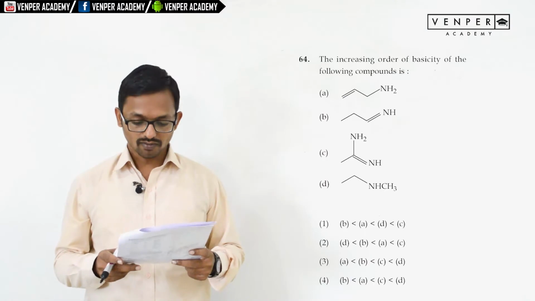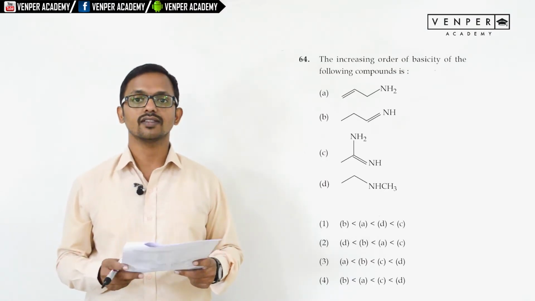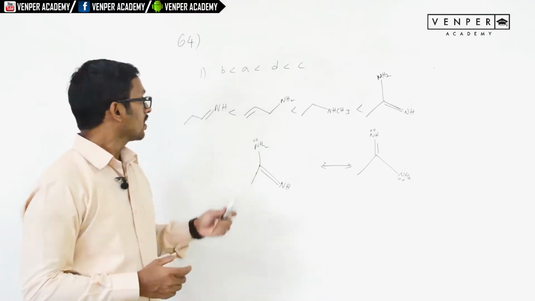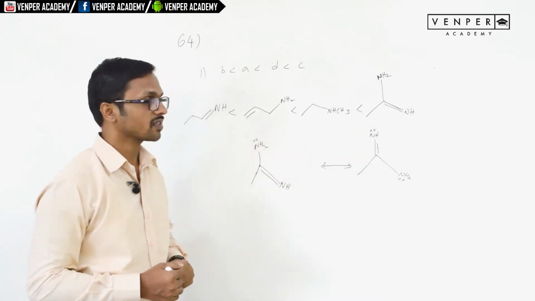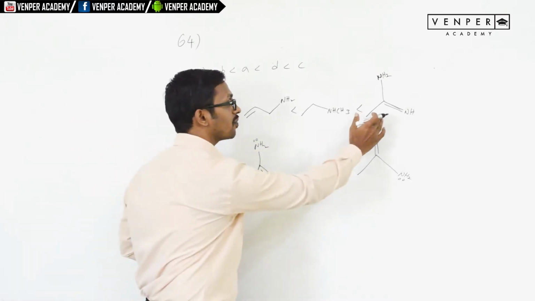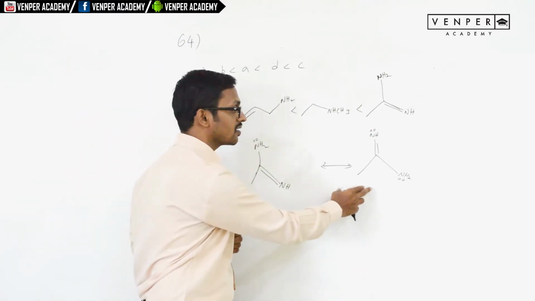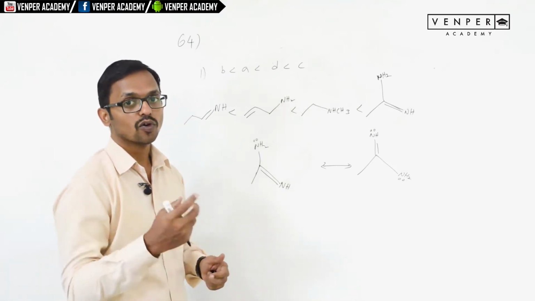Question number 64. The increasing order of basicity of the following compounds is, in the given 4 options, option 1 is correct. Here this is the order of increasing basicity of the given compounds, and this last compound has 2 resonating structures. These are the 2 resonating structures. As a result it has more basic character.